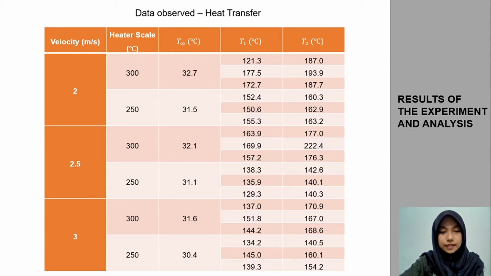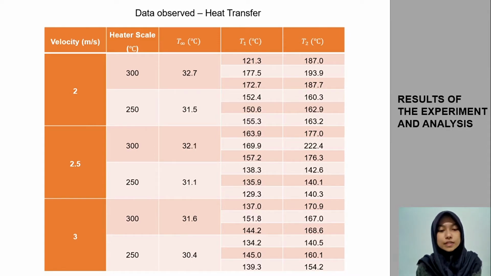Then as we can see in this table, when the flowing air hits the plate at the bigger heater scale, it will result in bigger ambient temperature and temperature at both points of the plate. For example, when 2.5 meter per second of flowing air velocity hits the plate and heats it up by 300 degrees Celsius of heater scale, the temperature one shows 163.9 degrees Celsius, while when the plate is heated up by 250 degrees Celsius, the temperature one shows 138.3 degrees Celsius. So we can see the differences.